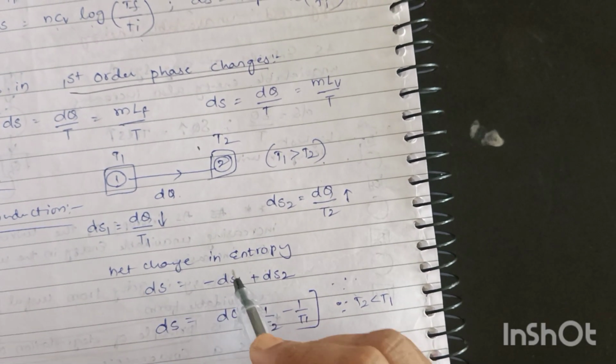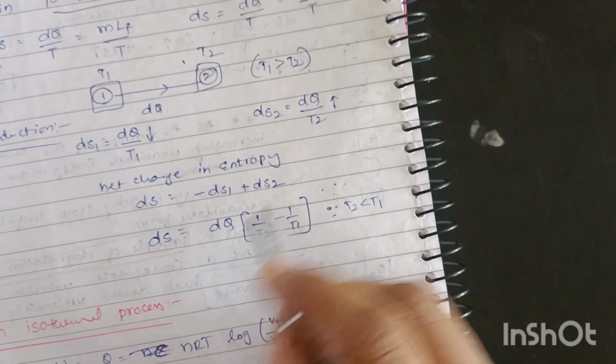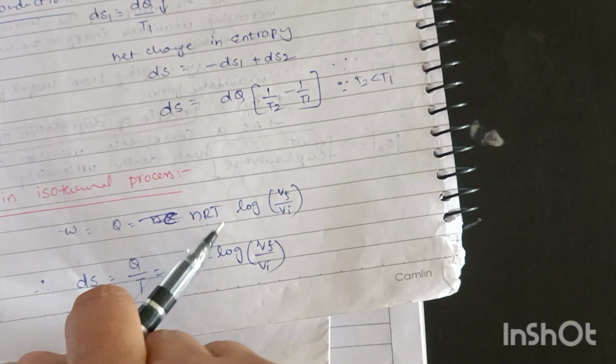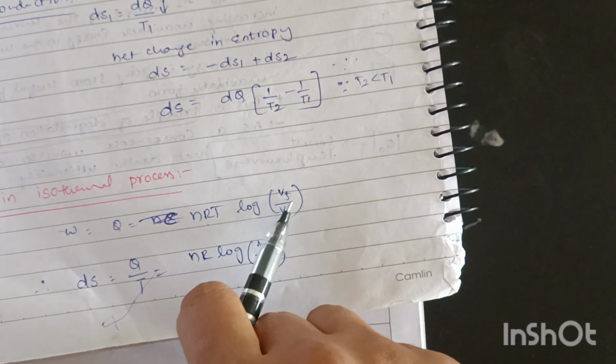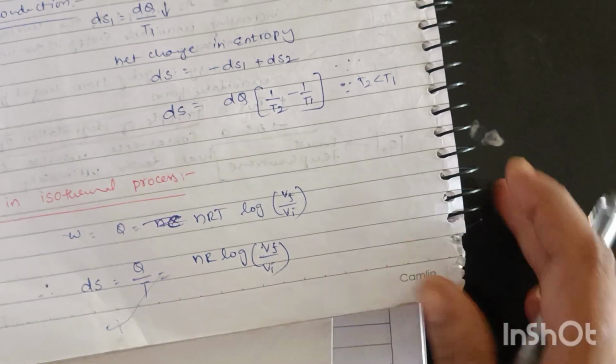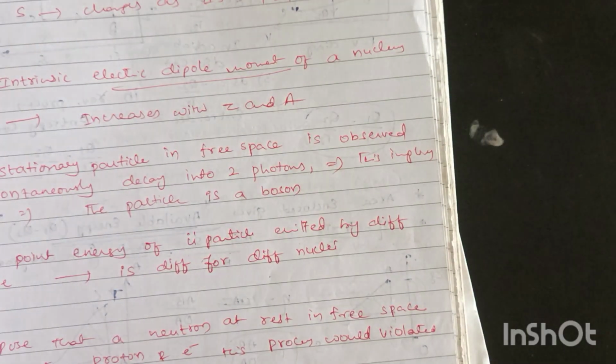So the net change in entropy is dS equal to minus dq by T1 plus dq by T2 if we substitute that. Okay, dS in isothermal process: work W equal to q equal to nRT log Vf by Vi. So q by T is nR log Vf by Vi for the isothermal process. Okay, these are some problems.